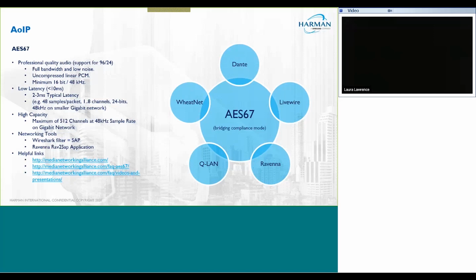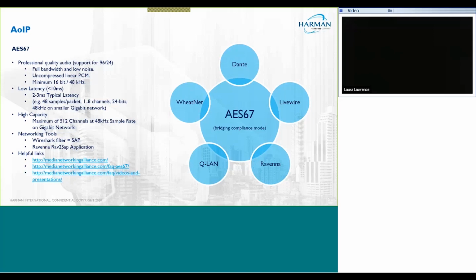So as far as networking tools go, we have Wireshark filter, and you can filter for SAP traffic. And then, of course, we have the Ravina, the RAV to SAP application, which can let you see this traffic and see the networking behind that.